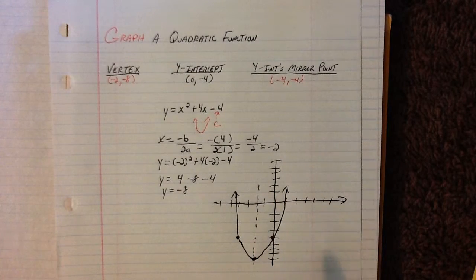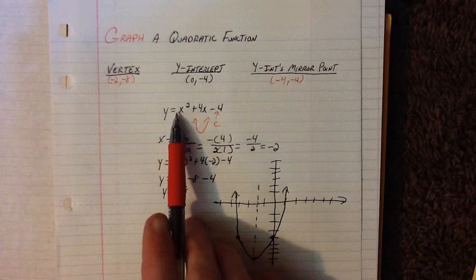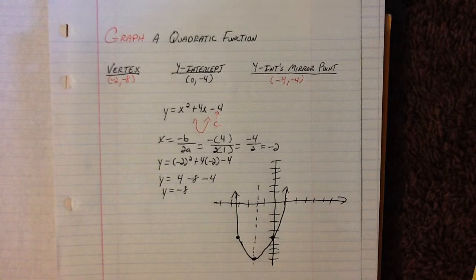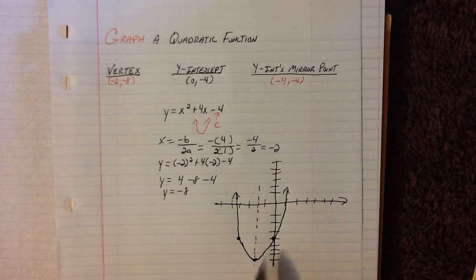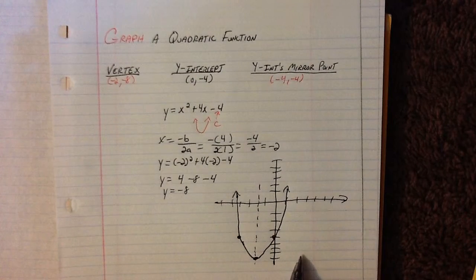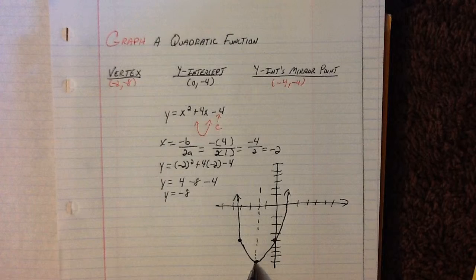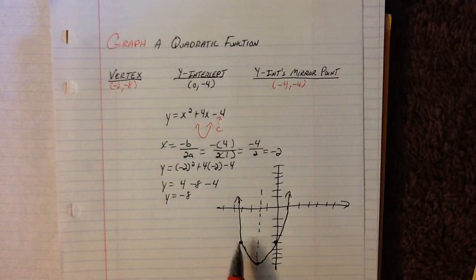I said at the beginning that it should have been an upward opening parabola because my a value was positive, and that's exactly what I ended up with. The most common mistake I see students make here is they mirror the wrong point. They try to mirror the vertex on the other side of the y-intercept. The vertex is the only point on the parabola that doesn't have a mirror, so it's this one that needs to be mirrored on the other side.